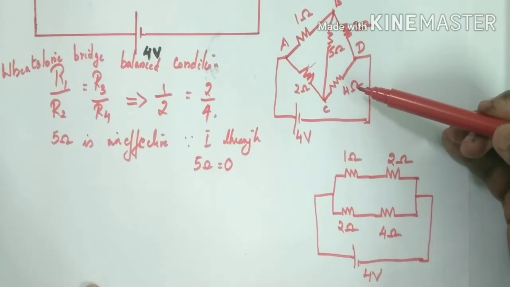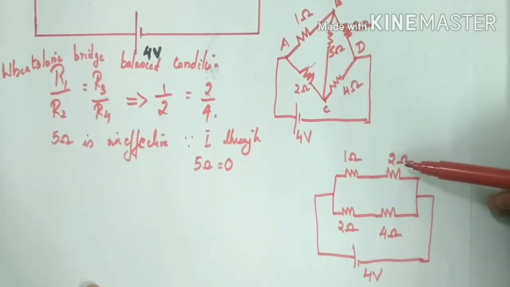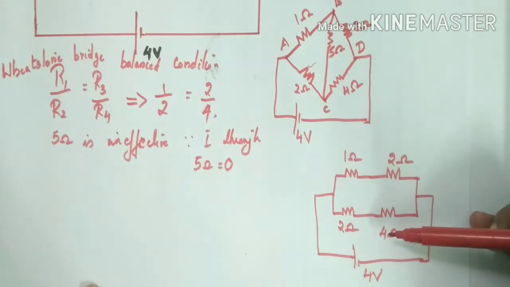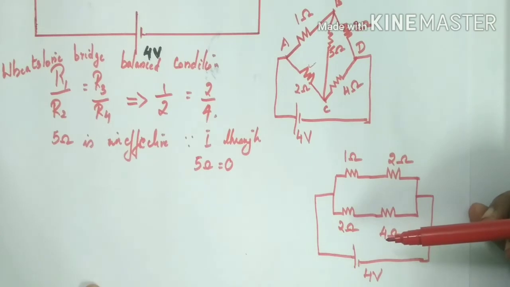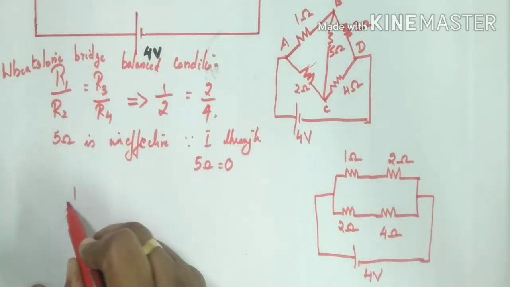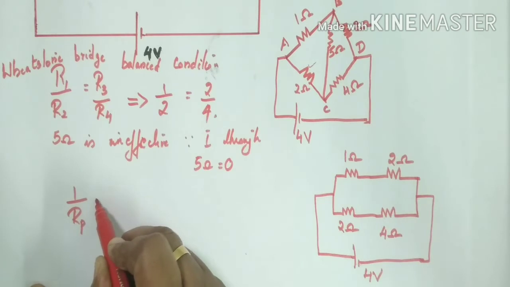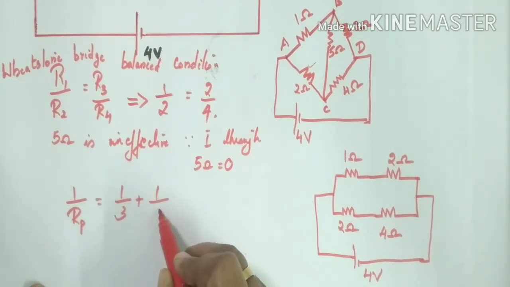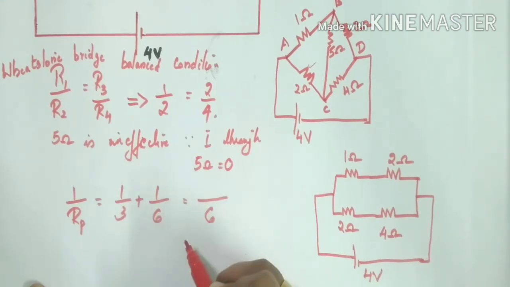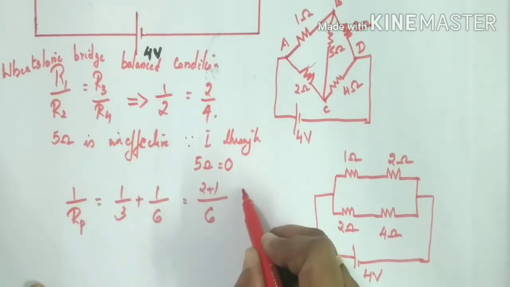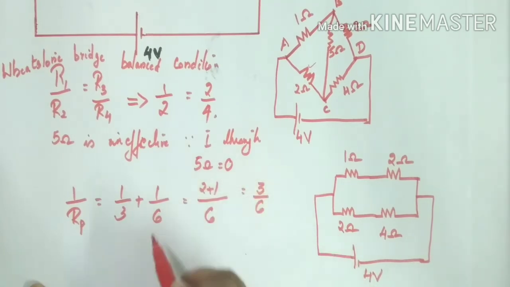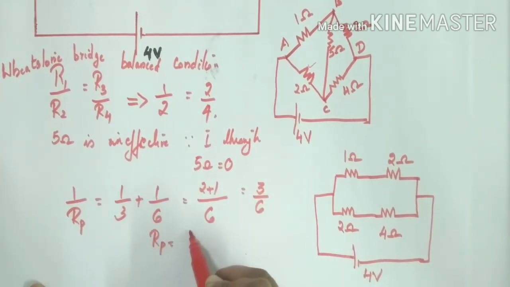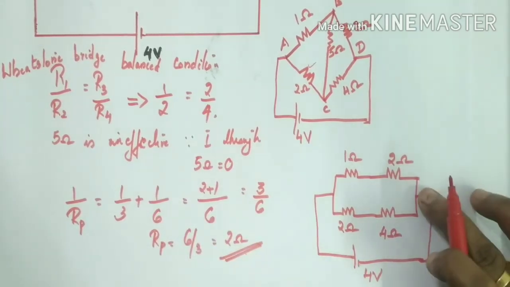We can find the equivalent resistance. 1 and 2 are in series, so the equivalent resistance is 3. 4 and 2 are in series, so the equivalent resistance is 4 plus 2, 6, and both are connected in parallel. So 1 by Rp equals 1 by 3 plus 1 by 6. Taking the LCM, 2 plus 1, that is 3 by 6. So the equivalent resistance Rp is 6 by 3 equals 2 ohm. That is the equivalent resistance of the circuit.